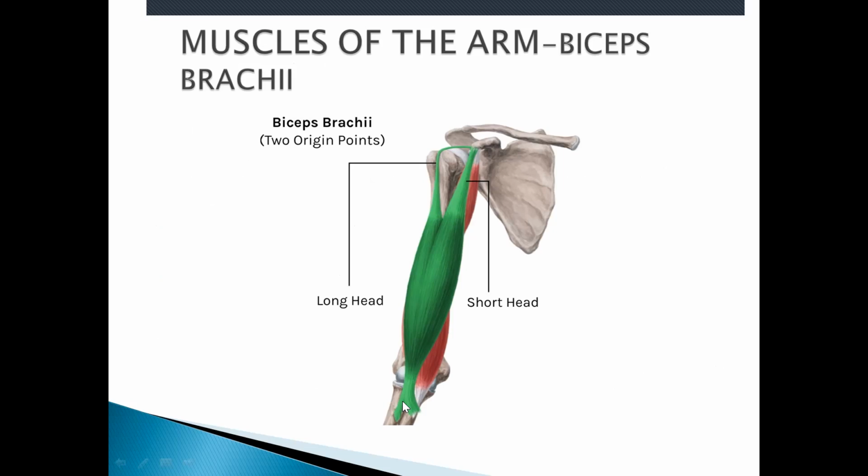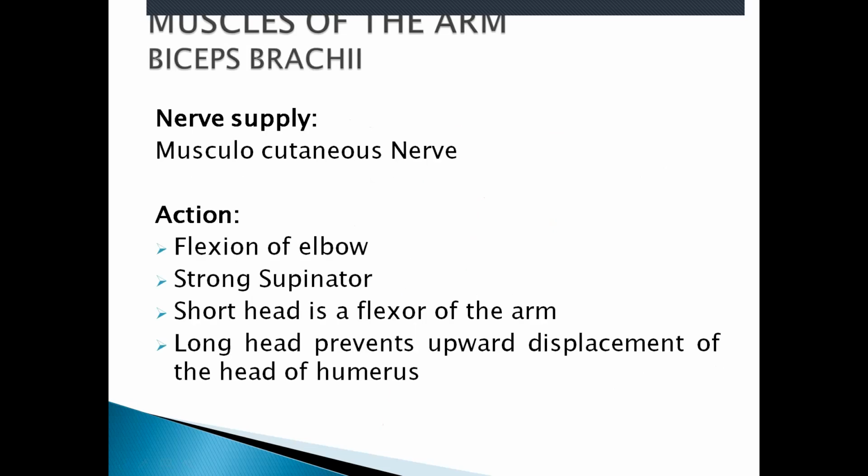The nerve supply of biceps brachii is musculocutaneous nerve. The action of biceps brachii is flexion of elbow. It is a strong supinator, and the short head of biceps brachii is a flexor of the arm, and the long head of biceps prevents the upward displacement of the head of humerus.